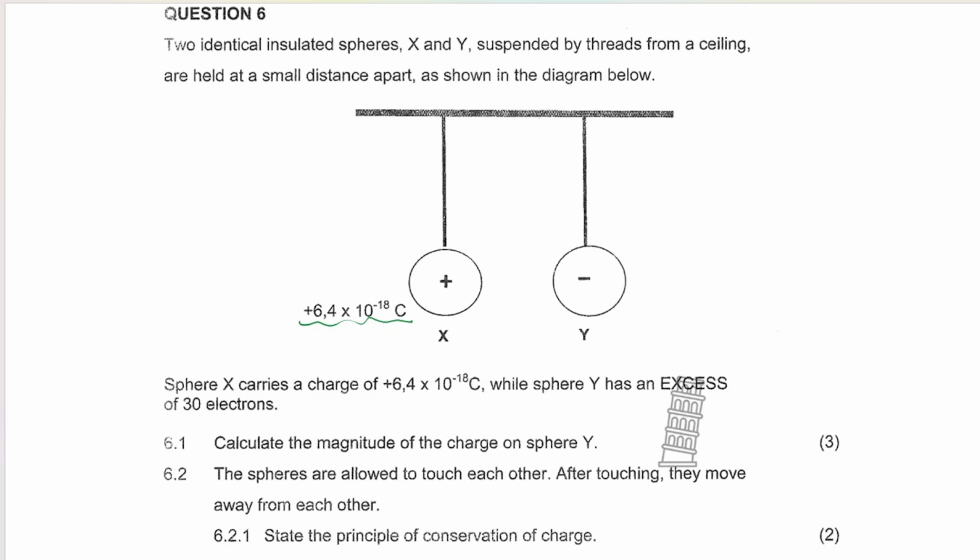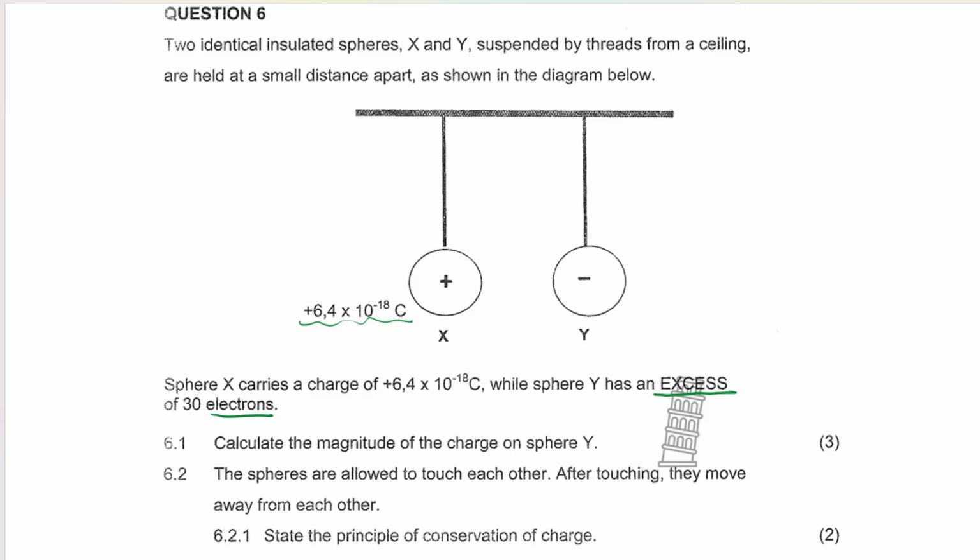Sphere Y has an excess of 30 electrons. Now, they asked me a bunch of questions, but the first thing I want you to notice is that they actually label sphere Y as negative. But even if they didn't label it as negative, how would I know that it's negative? Well, it has an excess of electrons. We know that electrons are negative. So if you have an excess of electrons, in other words, more electrons, you are negative. It has an excess of 30 electrons. So not one electron, not two, not three, but 30.